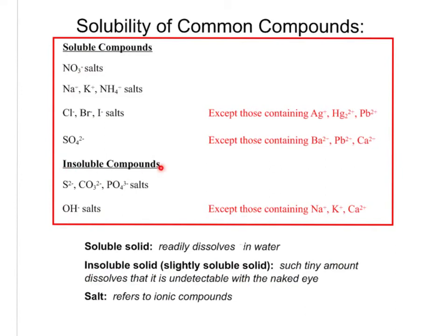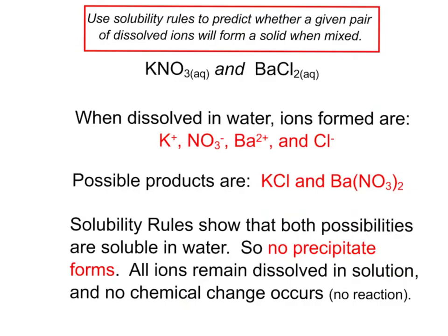So I have a nice handout that has these listed on it for you, and I will not expect you to memorize them. You will be able to use that handout. So just know how to use this chart and be able to determine what kinds of compounds are soluble and what are insoluble. So now let's take this information and use these rules to predict whether a given pair of dissolved ions will form a solid when they're mixed.